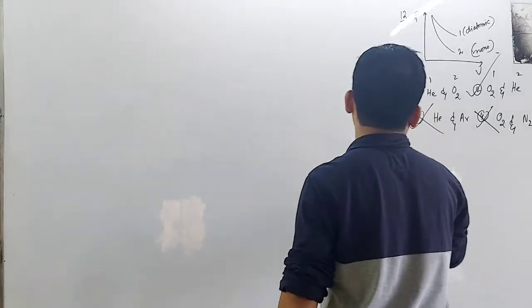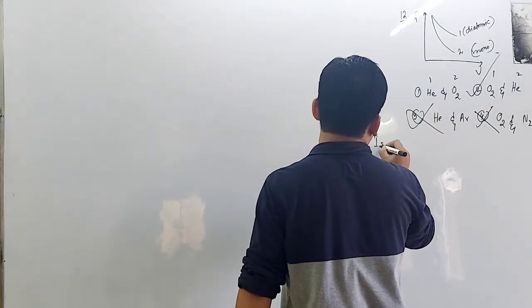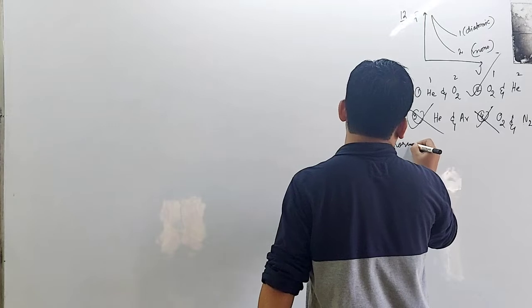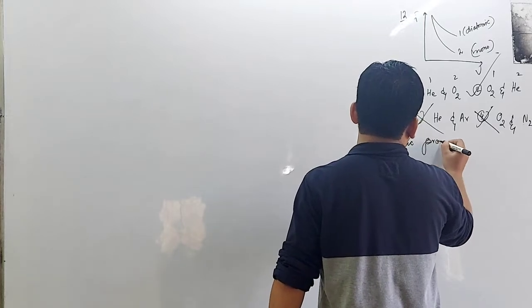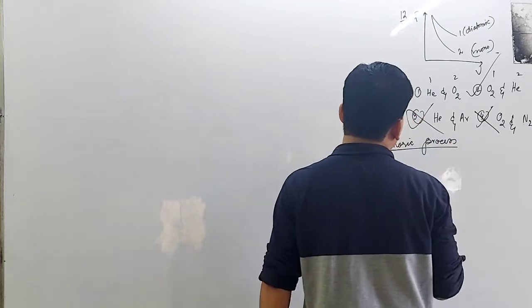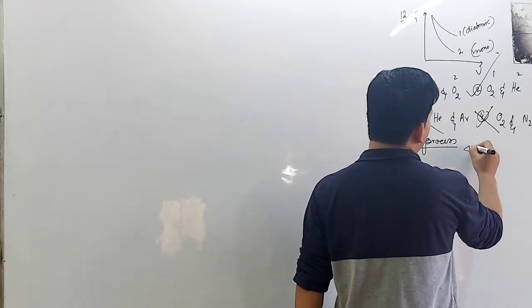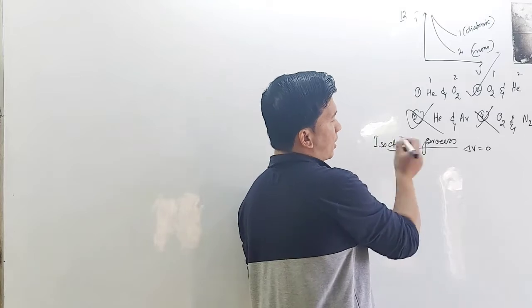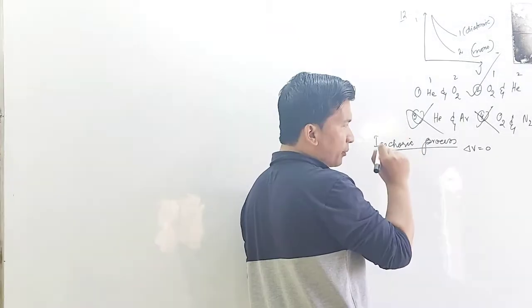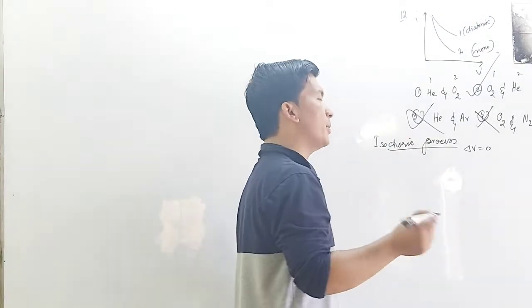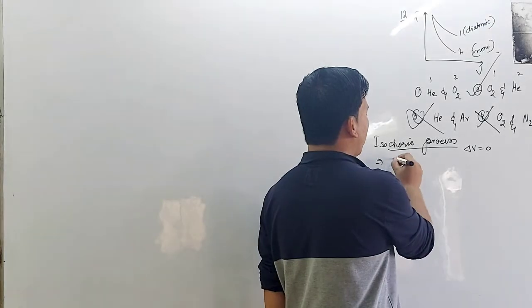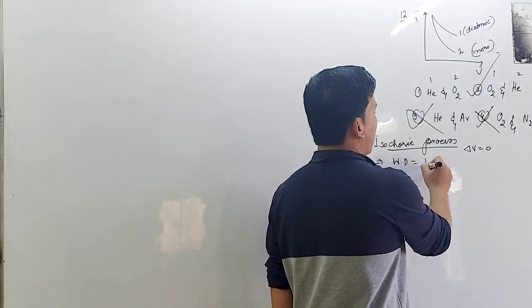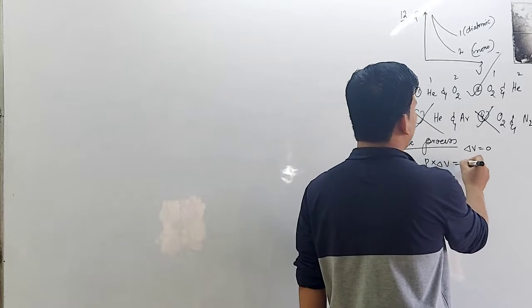Let me remind you a bit about the isochoric process. What is the basic idea? Delta V is equal to 0. In an isochoric process, the volume remains constant and the change in volume is 0. So the work done is equal to pressure times the change in volume, which is equal to 0.